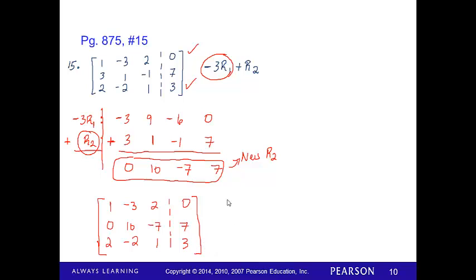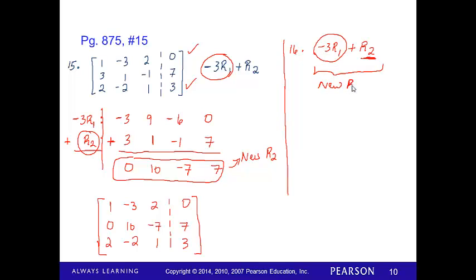Okay? Let's look at number 16. Not to work out, but to talk about their notation. Number 16 says negative 3 row 1 plus row 2. Same notation as ours, right? But a different matrix. The first thing you're going to do is multiply row 1 by negative 3. And then you're going to add this result to row 2. Whatever this comes out to be is your new row 2. So make sure you leave row 1 and row 3 exactly the same.